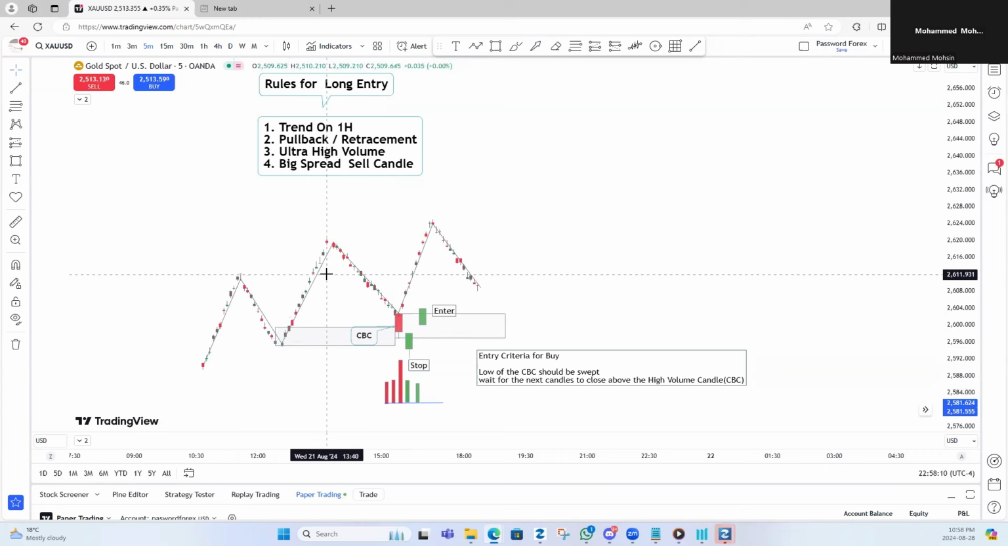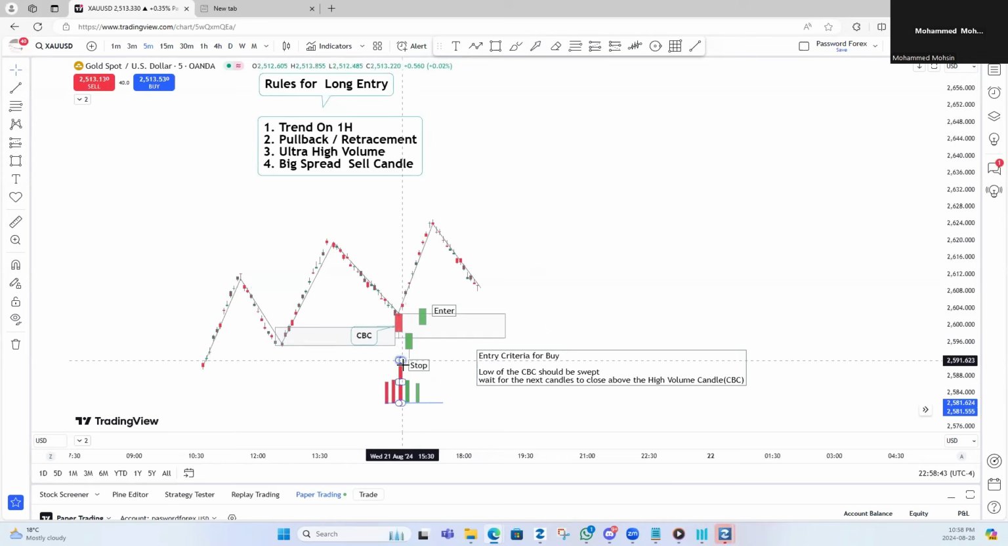As long as the 1 hour is making higher high, higher low, I'm going to look to execute a buy trade, right? So the trend on the 1 hour has to be up, making higher high, higher low, with a pullback or retracement to my area of interest, which is an order block or fair value gap. When this candle is approaching this area of interest, I need to see ultra high volume. See, the volume on this candle is ultra compared to the previous candle's volume, right? So it has to be ultra or high volume.